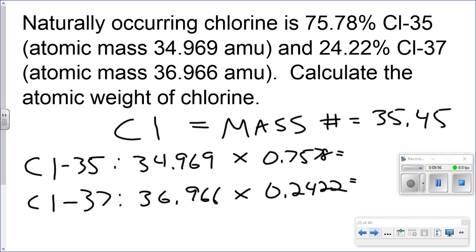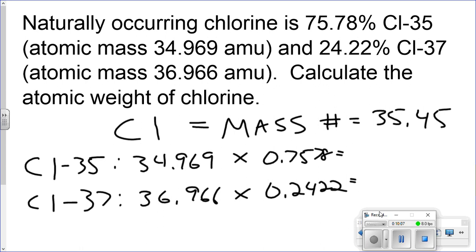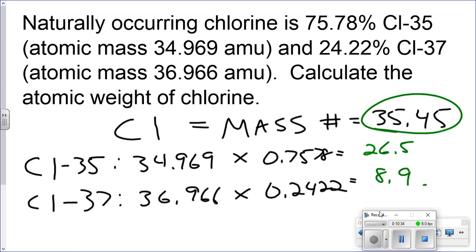So 34.969 times 0.7578 gives us 26.5 of the chlorine 35. That's the contribution of chlorine with this mass. Notice we're real close to 35.45. Now the other one, 36.966 times 0.2422, and you end up with 8.95.